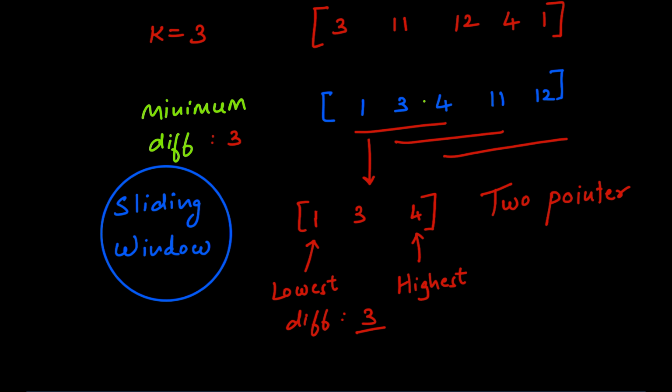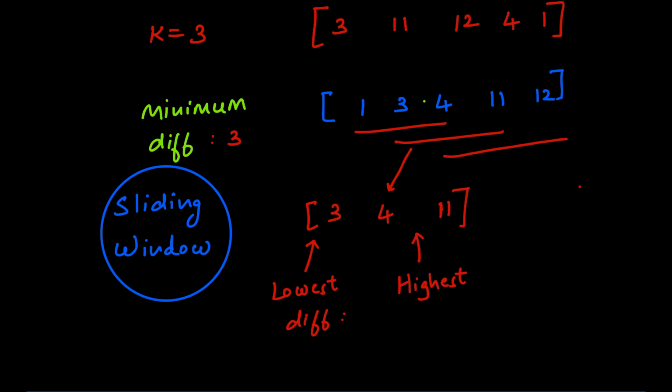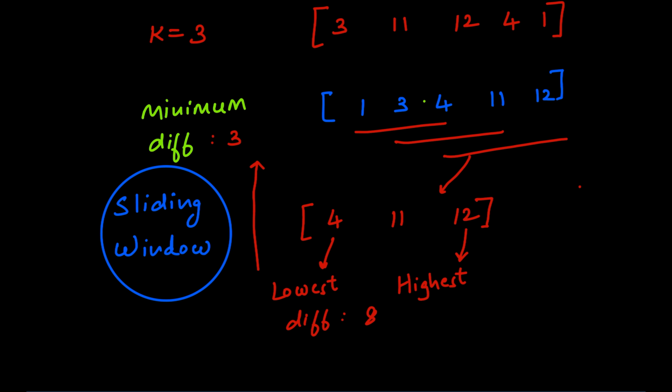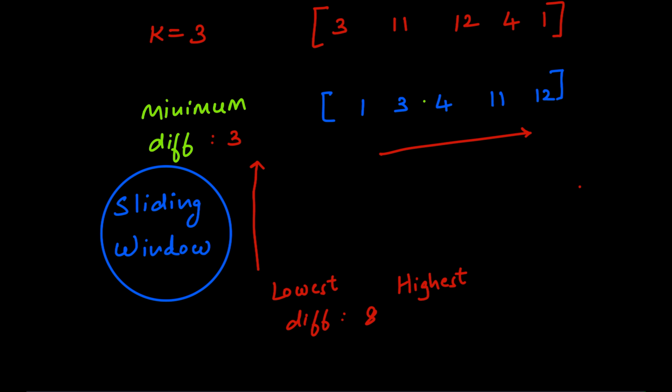As you must have noticed, we are using a two pointers approach where the first pointer is pointing at the lowest element in the batch while the second pointer is pointing at the highest element. Moving on to the next batch, which is 3, 4 and 11. Lowest is 3, highest is 11, the difference is 8, which is greater than the minimum difference, so the value will not be overridden. Similarly, in the last batch, we have 4, 11 and 12. The difference between highest and lowest is 8, which is greater than the minimum difference, so no changes to minimum difference. As we have iterated through all possible pairs, we'll return the minimum difference as the output.